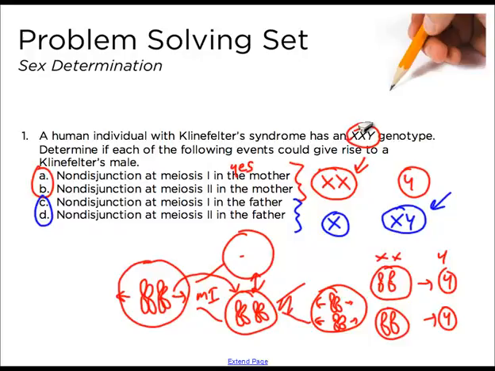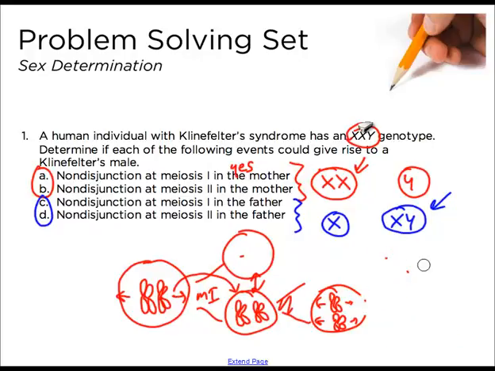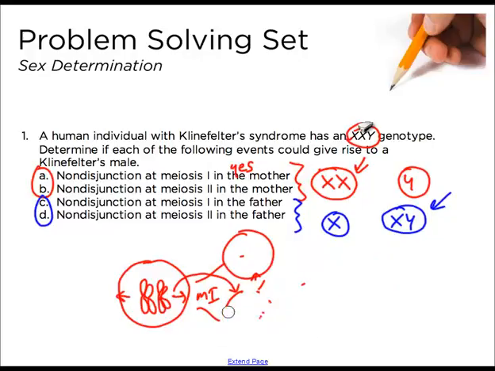So let's erase this and ask ourselves basically the same question, though, and say, well, what if meiosis 1 went okay, but meiosis 2 is where the problem lies?